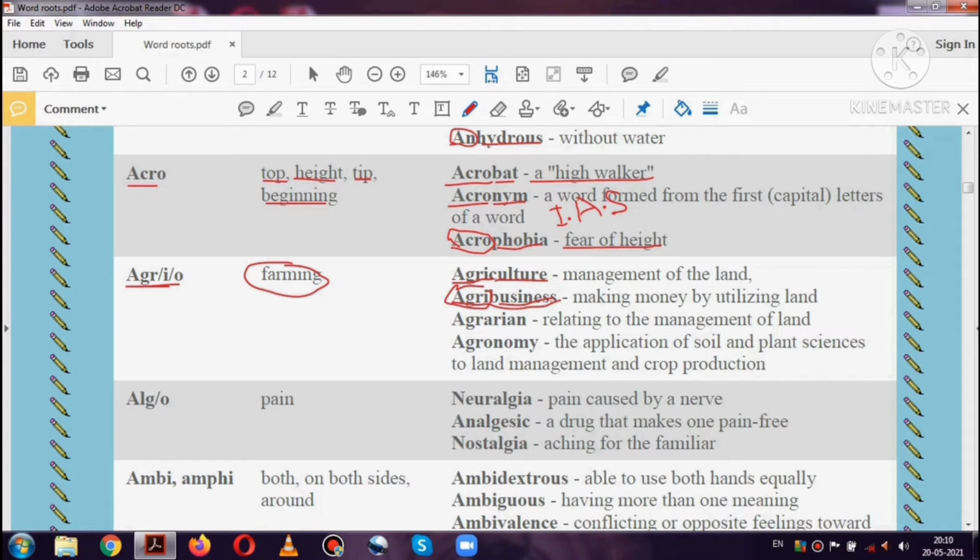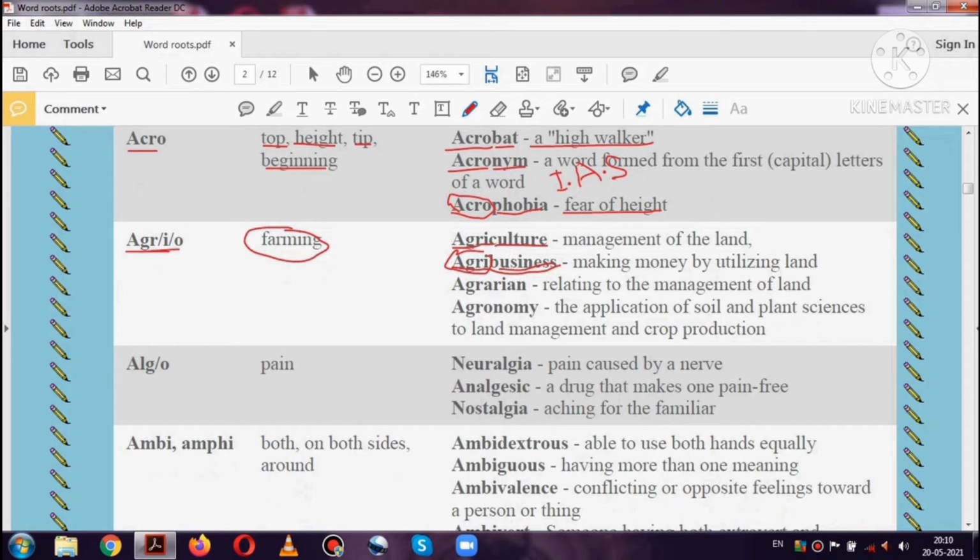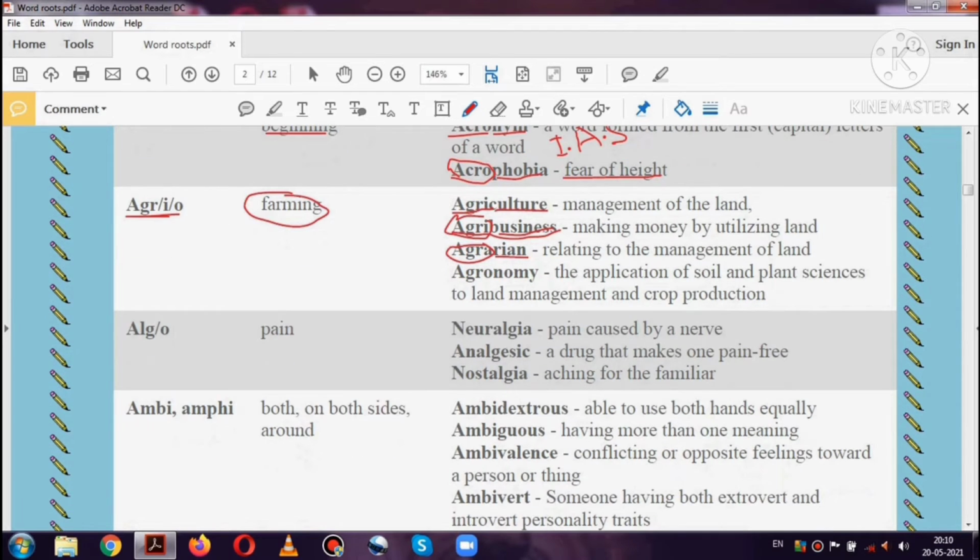The next word is agrarian. Agri means farming and rian means management. So it is something related to farming, or the management of the land or farming. The next word is agronomy.